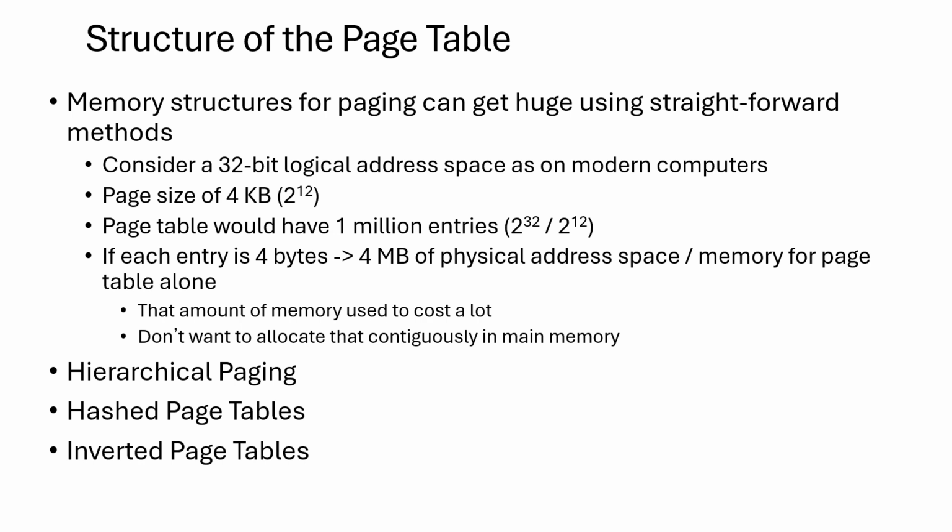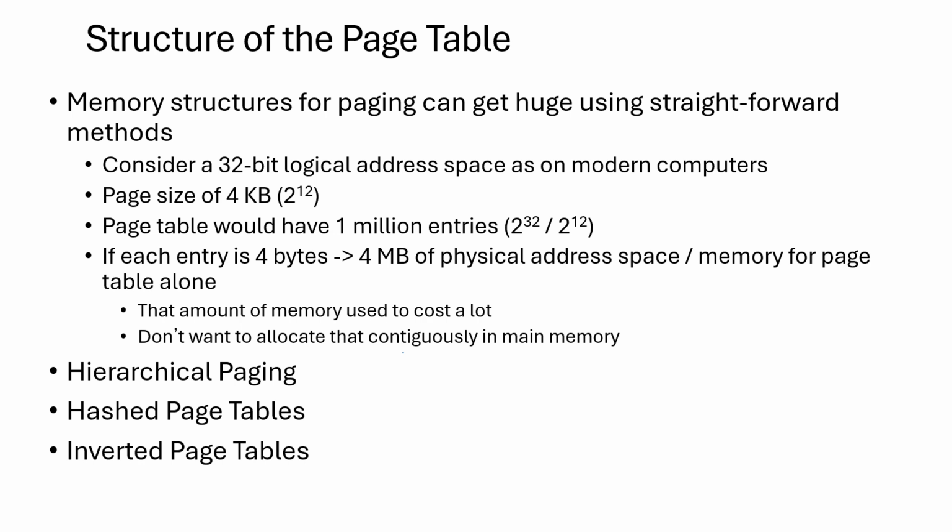It's about 2^12 bytes. Then the page table would have 1 million entries, like 2^32 / 2^12. Each entry is 4 bytes, so 4 MB of physical address space, just for page tables alone. The amount of memory used costs a lot, so we should not allocate it contiguously in the main memory.